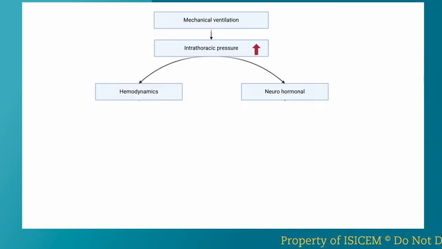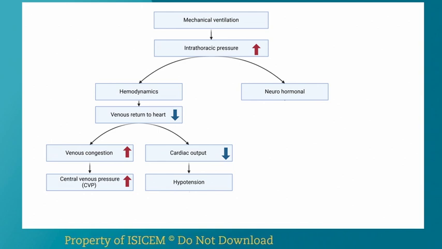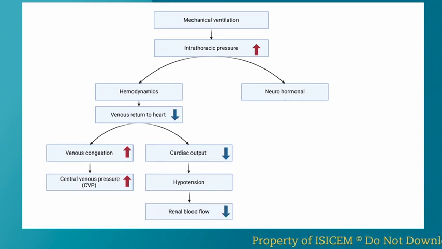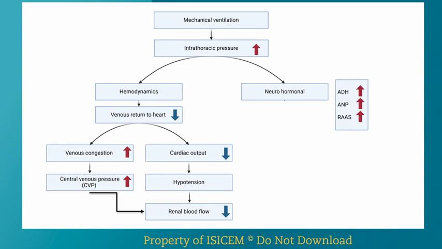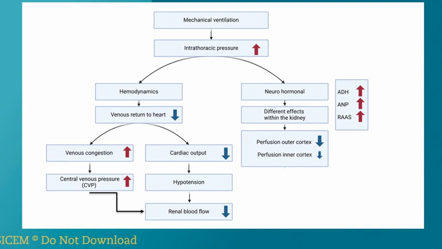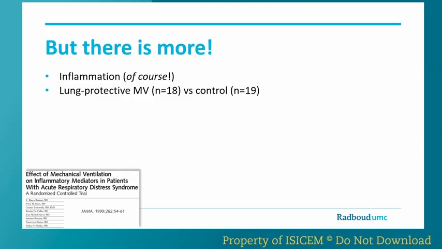Mechanical ventilation is increasing intrathoracic pressure, of course, and this has effects on hemodynamics, and the venous return to the heart is less. As a consequence, you have venous congestion, and the central venous pressure goes up, and as I explained, this is already a reason to develop AKI. But another consequence is that if the venous return to the heart is less, cardiac output goes down, and of course then you will also have less perfusion of the kidney, so from both sides it's hurting the kidneys. And you also have neurohormonal effects: mechanical ventilation has effects on several hormones that have effects within the kidney. So the perfusion of outer and inner cortex becomes compromised, renal blood flow and GFR go down, and that results in fluid and salt retention as well. So these are the mechanical ventilation-induced effects on the kidney that all induce a decrease of renal function.